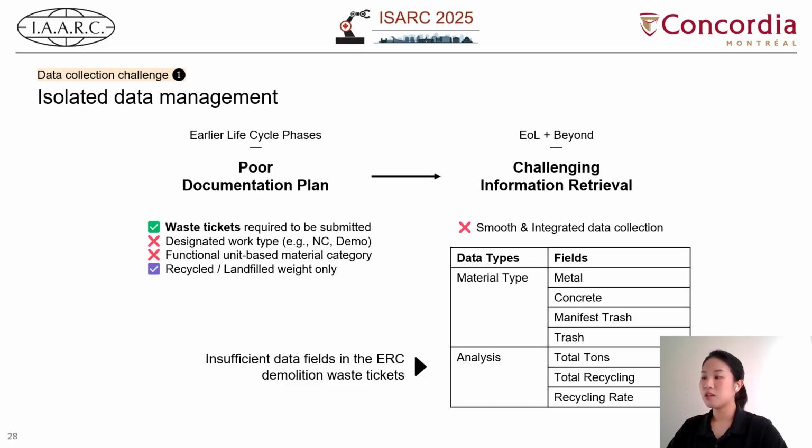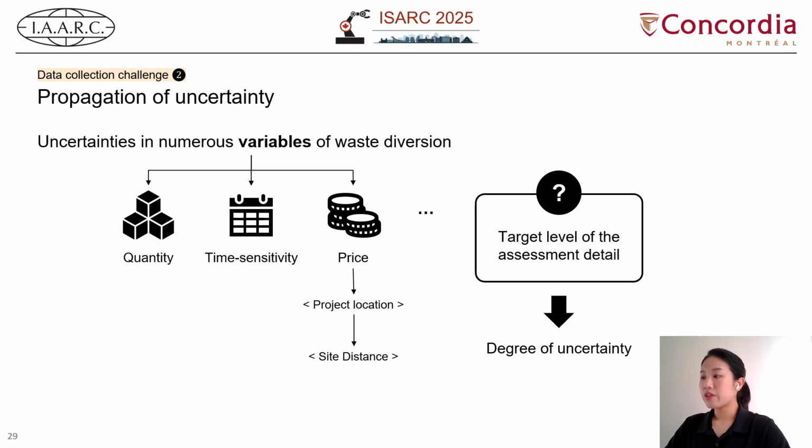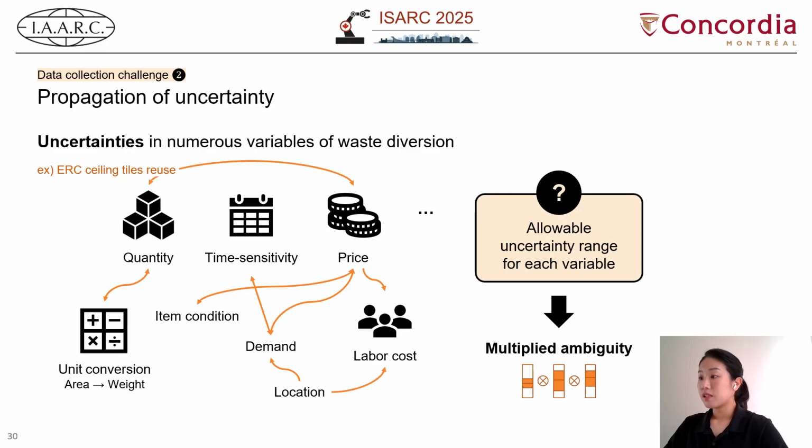Even waste tickets, a document generated for waste management, only include a limited range of information, such as material classification like simply wood or trash or weight, not even a count or area. Another challenge is the propagation of uncertainty. There are numerous variables in the waste diversion assessment process, filtered according to the target level of the assessment detail, and each variable has its own uncertainty.